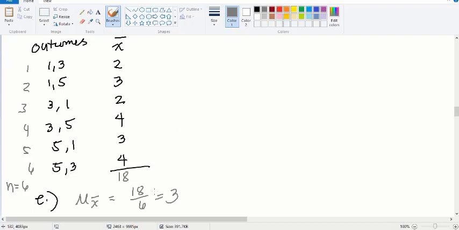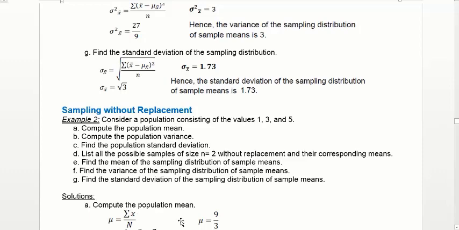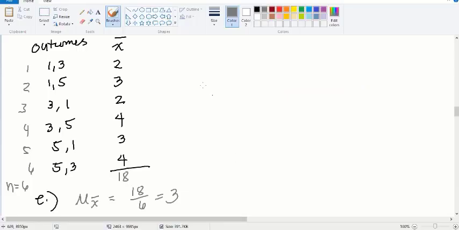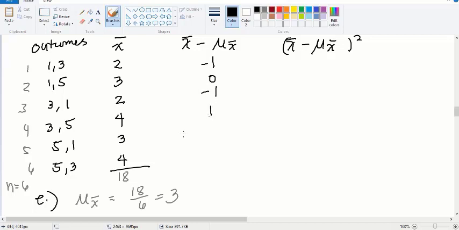Okay. So, ang next na kunin is variance. Okay, variance and then standard deviation. Okay. So, sa variance naman, kailangan natin ng sample mean minus the mean of the sample means. And then, kailangan din natin siyang i-square later on. Okay, so 2 minus 3, negative 1, 3 minus 3, 0, 2 minus 3, negative 1, 4 minus 3, 1, 3 minus 3, 0, 4 minus 3, 1. And then, square mo lang yan. Ay, sorry. 1, 0, 1.